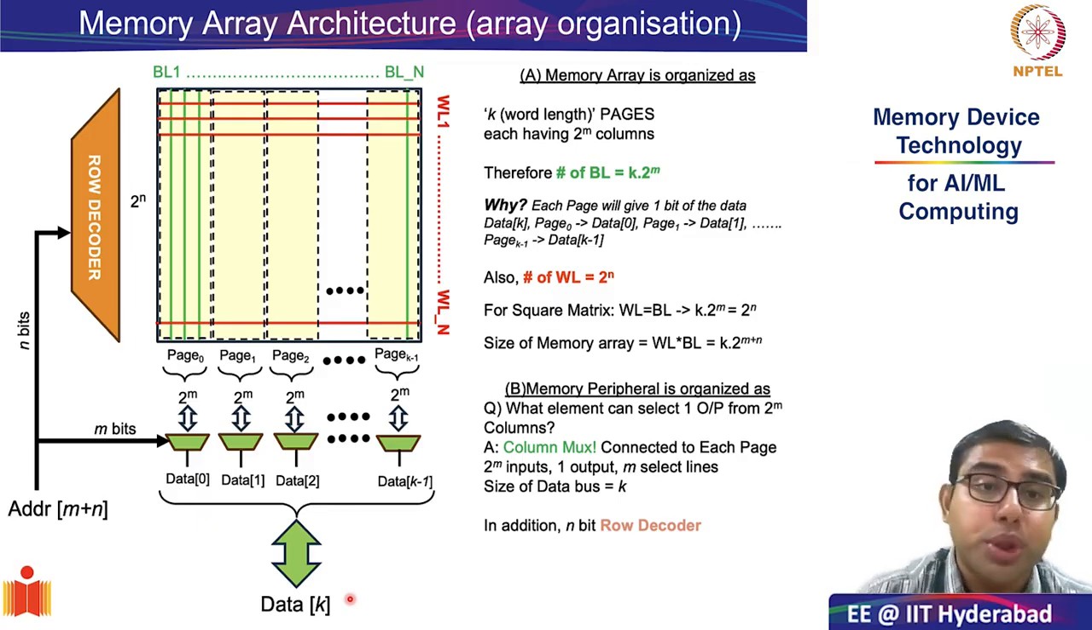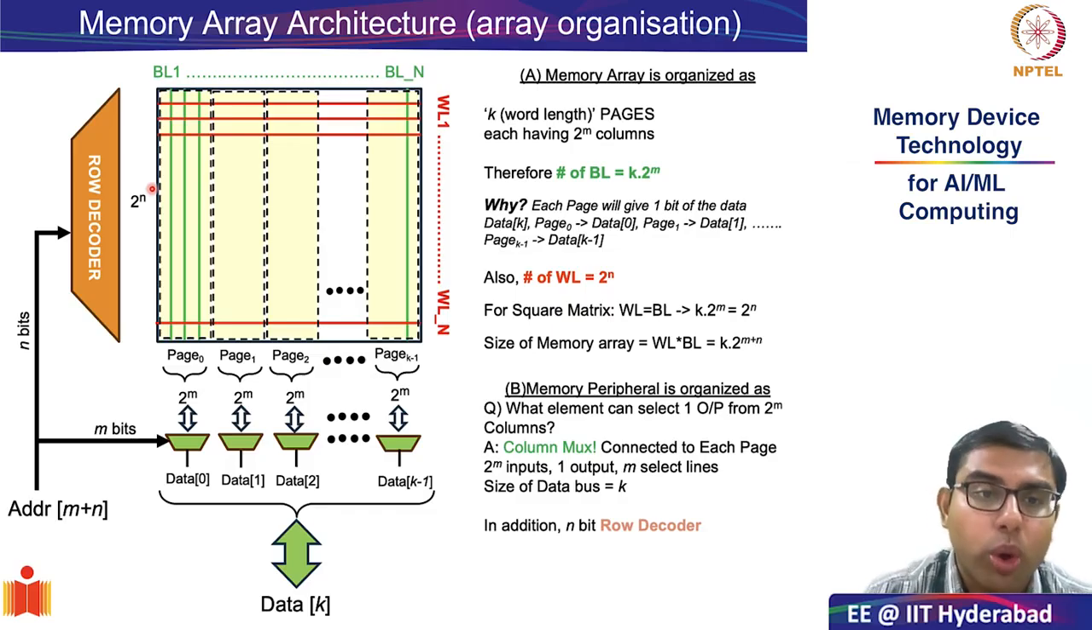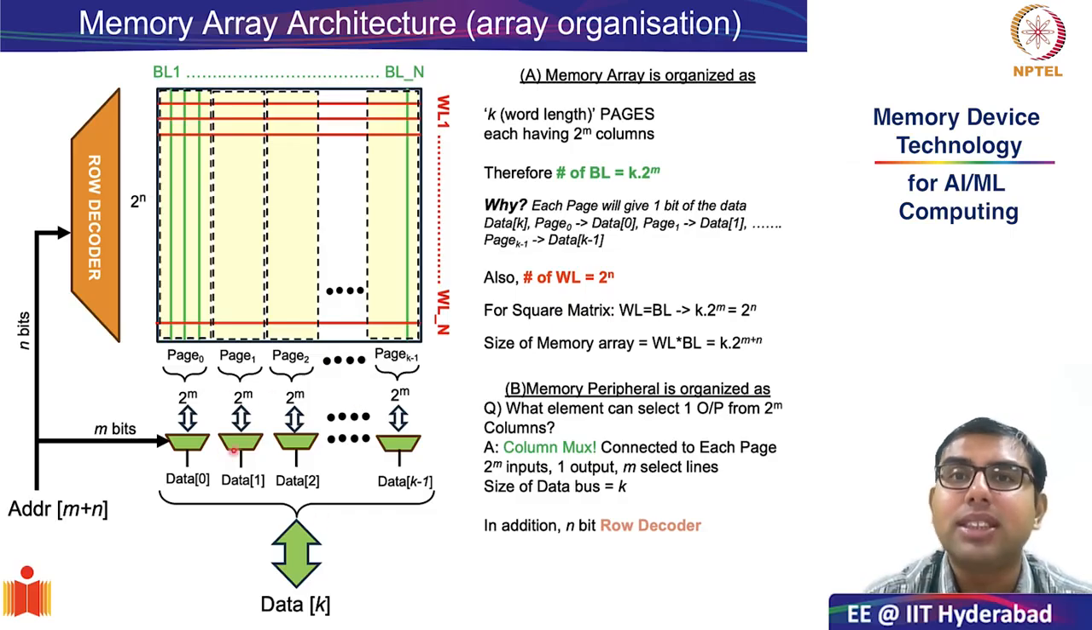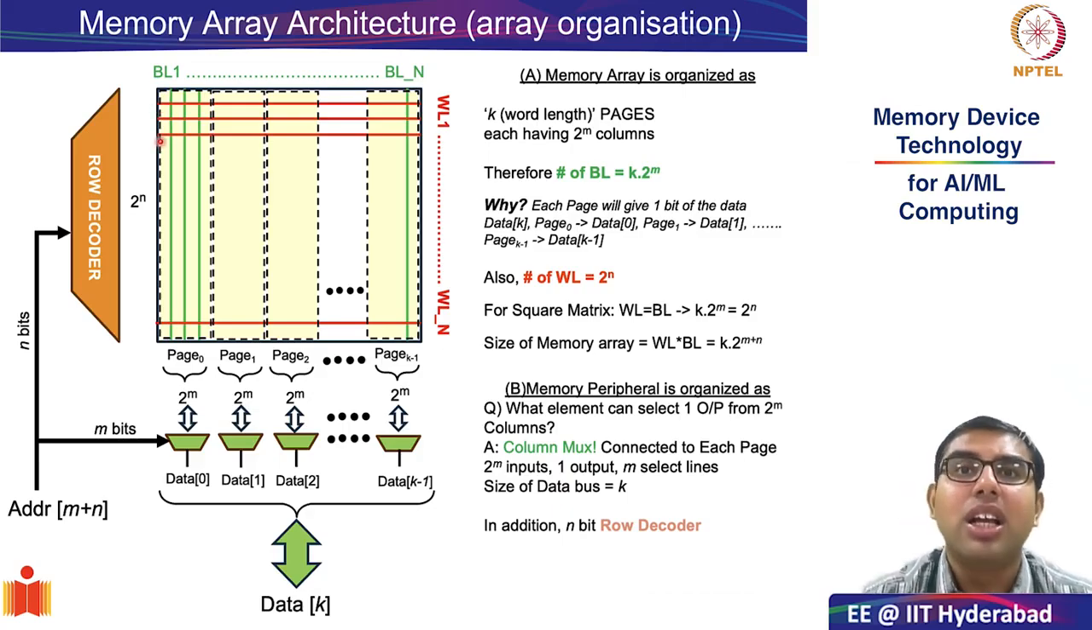Also, we should not forget that there are 2 to the power of n lines when it comes to 2 to the power of n word lines or select lines. So in addition to this column mux, we should now have a row decoder to find out which of the 2 to the power of n word lines are selected through the address bus.